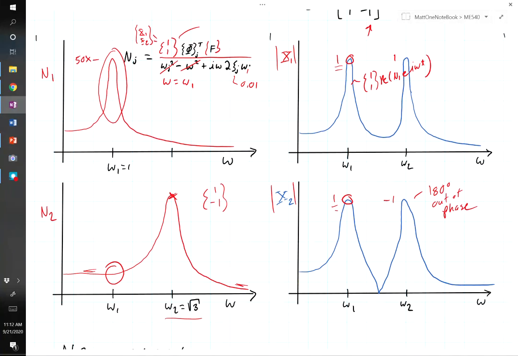If we force near any of the resonances of a multi-degree of freedom system, we can get a large amplitude response at every coordinate on the structure. And so this is an important thing to be aware of and to use.